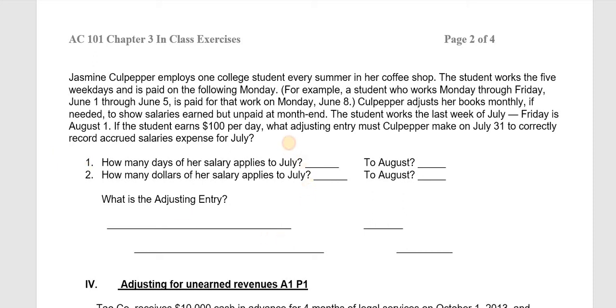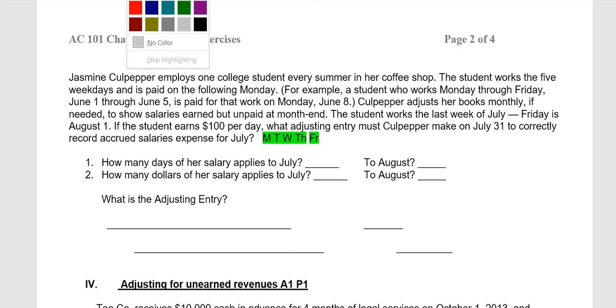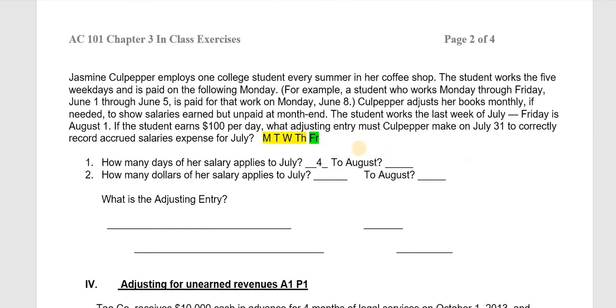So let's see what we got here. Monday, Tuesday, Wednesday, Thursday, Friday, and Friday is August 1st. Okay? So if that's August 1st, then these guys must have happened in July. So how many days apply to July? 4. How many days apply to August? Just 1, Friday. How many dollars of her salary then applies to July? She made $100 a day. Looks like $400 applied to July and $100 to August.